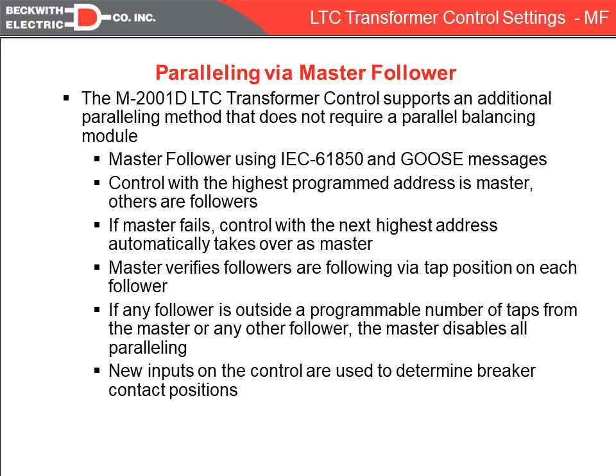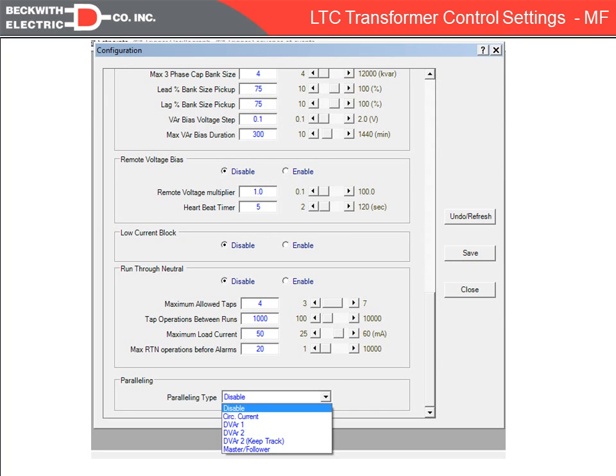They will also publish their tap positions, and the master can subscribe to them to verify that they are staying in the same tap, and if not, within X number of programmable taps, you can have the system locked out. We also have to look at the line breakers to determine whether we're in parallel or not. So now in paralleling, we've always had in the C the circulating current, the delta var 1 and 2, but now we've got some new ones, and we're going to talk about this master follower.